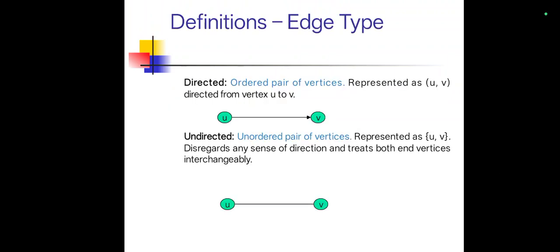Edge types. Directed: an ordered pair of vertices represented as (U, V), directed from vertex U to V. Undirected: an unordered pair of vertices represented as (U, V), which disregards any sense of direction and treats both endpoints as interchangeable.